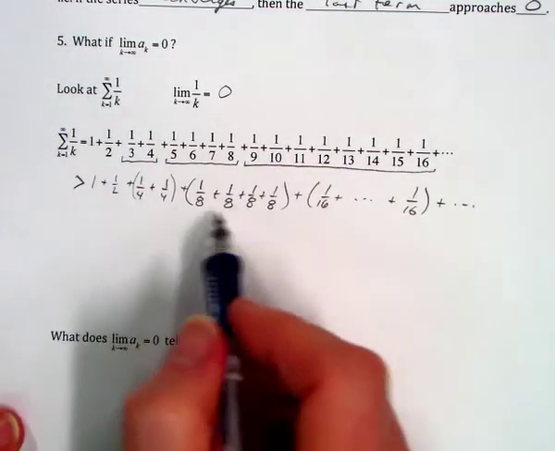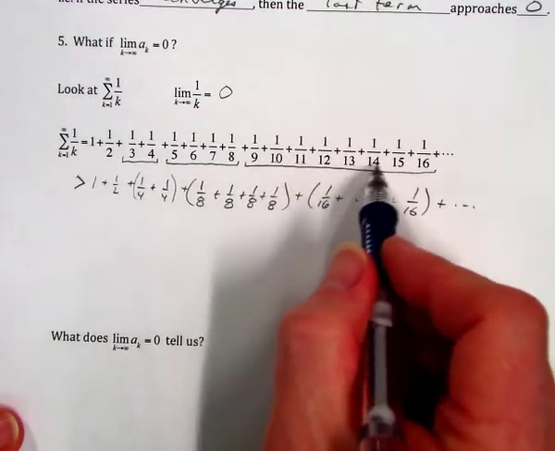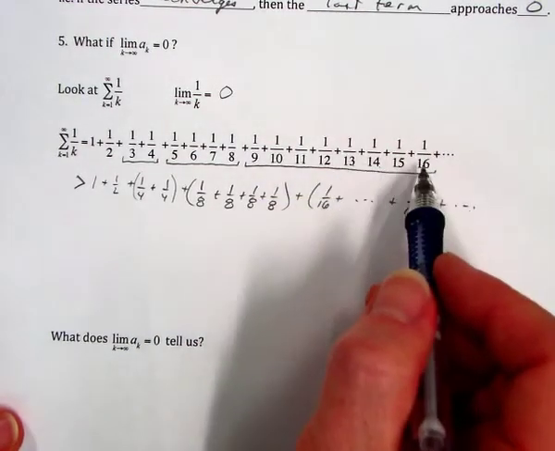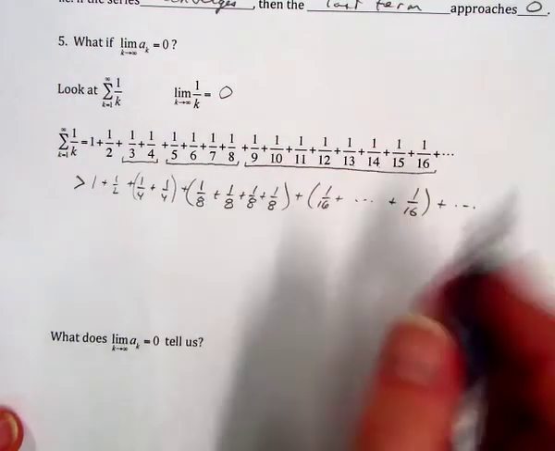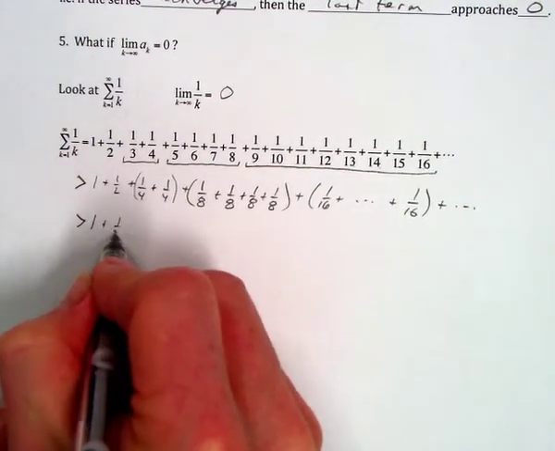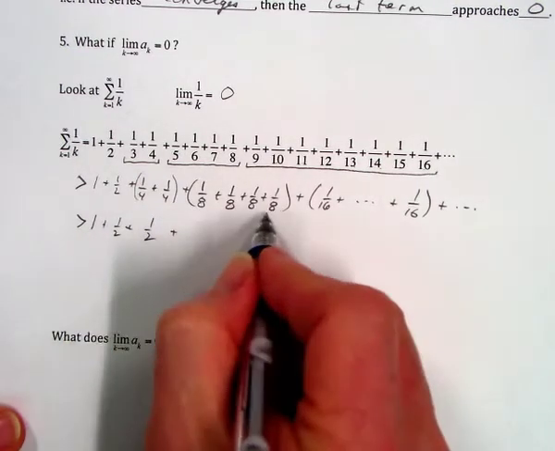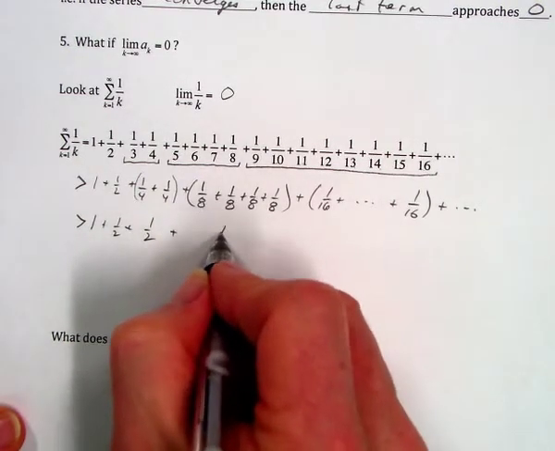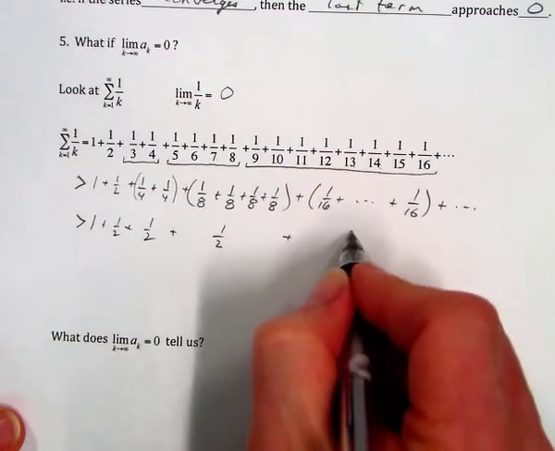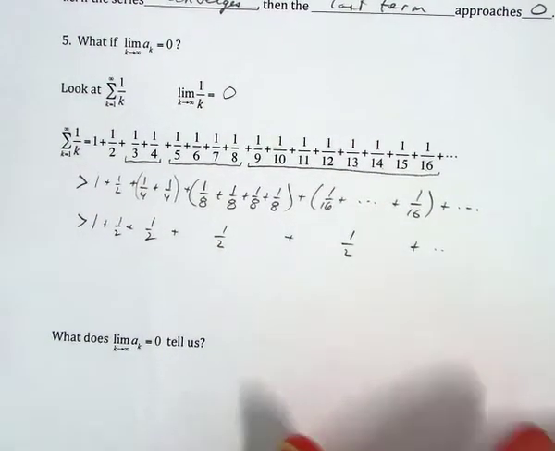Now we can count these parts easily, but how many 1/16ths do we have? 1, 2, 3, 4, 5, 6, 7, 8, which should make sense because we're taking 16 minus 8. What happens when we add these up? We have 1 plus a half plus 1/4 plus 1/4 is 1/2. 1/8 plus 1/8 plus 1/8 plus 1/8 is 1/2. The next one, we have 8 of them, so it's 1/2. So now, how many of these do we have?